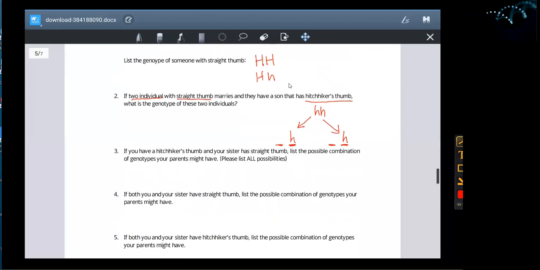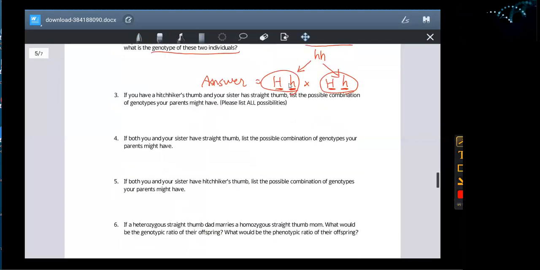Well, in the case that I need to have a child with a hitchhiker's thumb, my only option is then heterozygous. So there you go. The answer is the parents need to be heterozygous straight thumb. Okay, so on the exam, you'll give me big H little h, and big H little h for the genotype of the two individuals. Okay, let's move on.